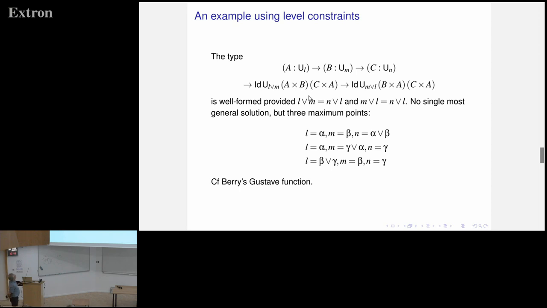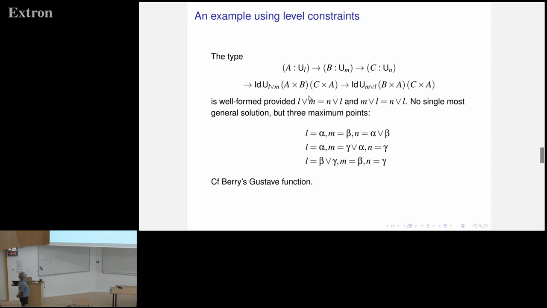So let's look at system number three, which is really inspired by Voevodsky, but with ideas which also appear in these papers in the Coq tradition. So here we're motivated by something which may look a little bit contrived, but things like that appear in Martin's library. Say that you want to prove for all types A, B, C in different level universes, L, M, N, that A times B equals C times A implies B times A equals C times A. And this is a well-formed type, provided L sub M is equal to N sub L, and M sub L is equal to N sub L.